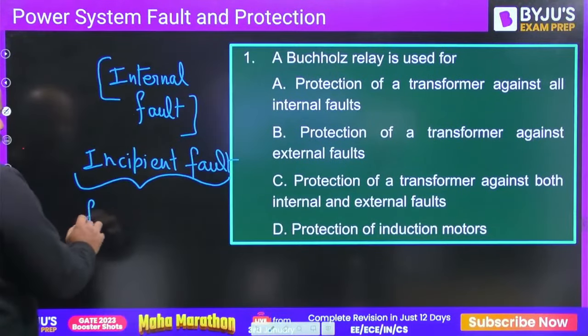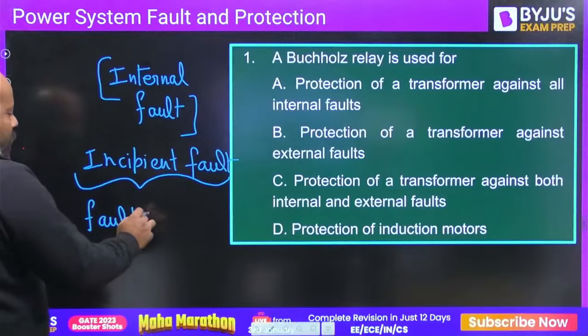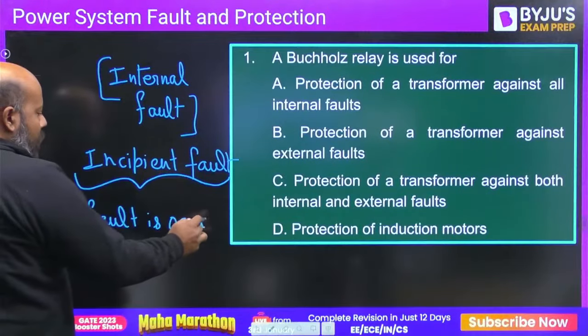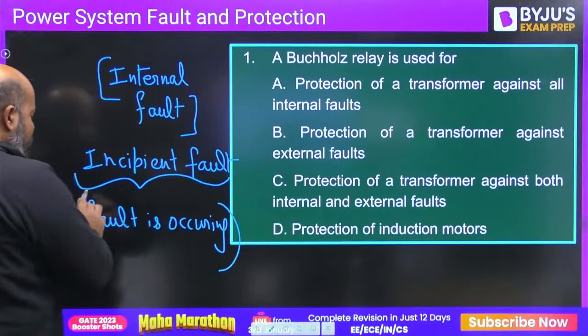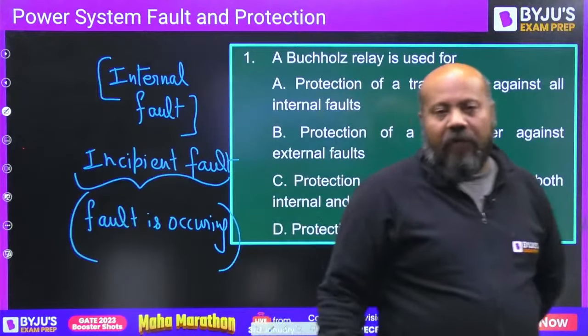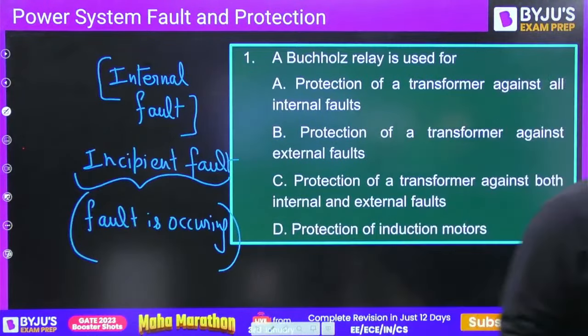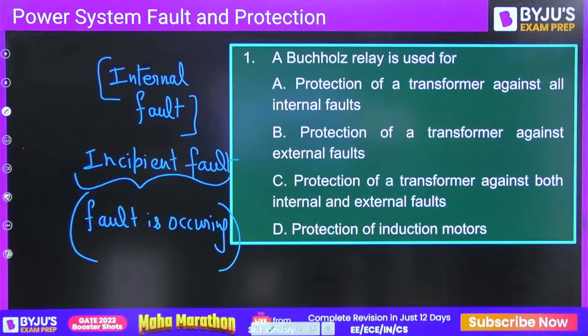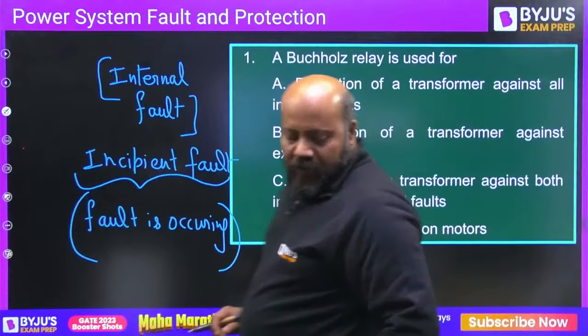Incipient fault means when the fault is occurring. And this is the only relay which detects the fault even before the fault has occurred. Just give me one moment. Is it clear, everybody? So, what is going to be the correct choice?